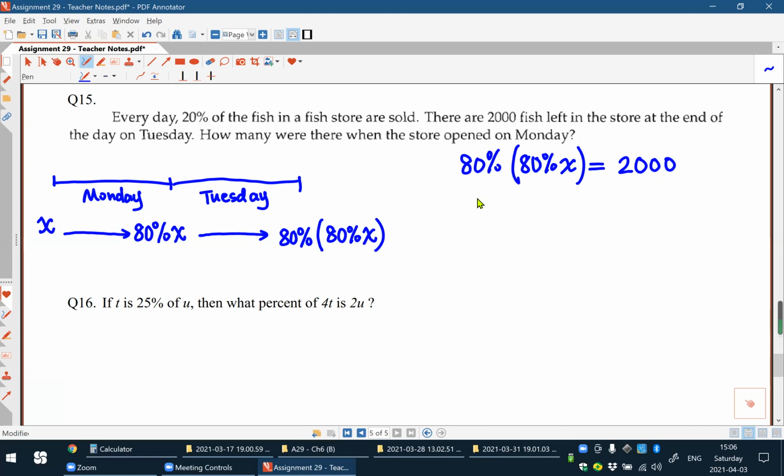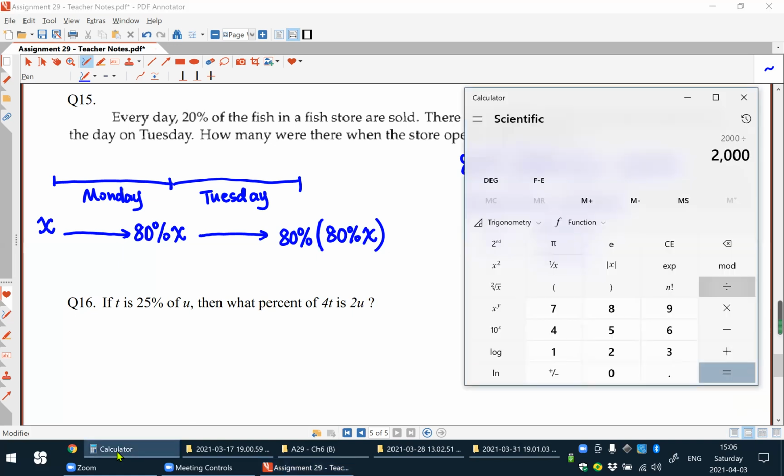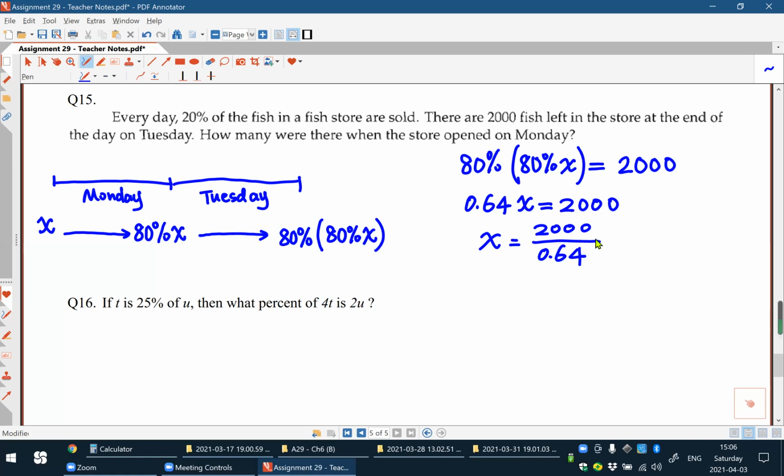So from here, we can easily solve for X. So basically this means 0.64x equals 2000. And x is 2000 over 0.64, right? Okay, let's calculate 2000 over 0.64, which is 3125.